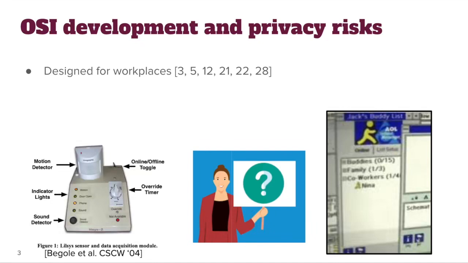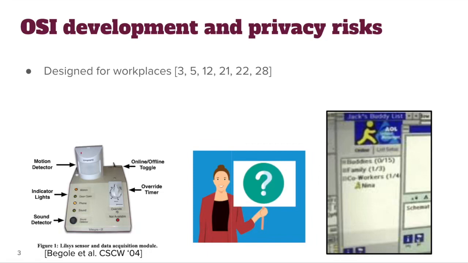In terms of privacy, Nardi et al. in 2000 found that plausible deniability was an important feature of OSIs in the workplace. That is, it was important that people could say something like, "Oh, that's funny that it said I was online. No, I stepped away for a while and I just saw your message," regardless of whether that was true or not.